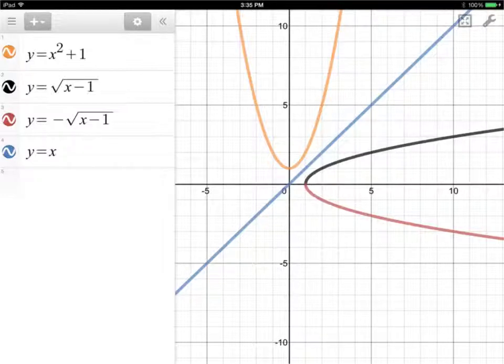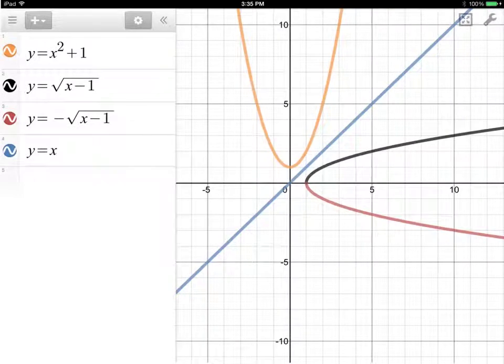And as you can see, the orange equation, which is y equals x squared plus 1, is indeed symmetrical to both the positive, the black, and the negative square root of x minus 1, the red one. Y equals x is the line of symmetry, and you can see that point for point there is a symmetry where the x and the y are reversed for both the orange equation and the black and red equation.